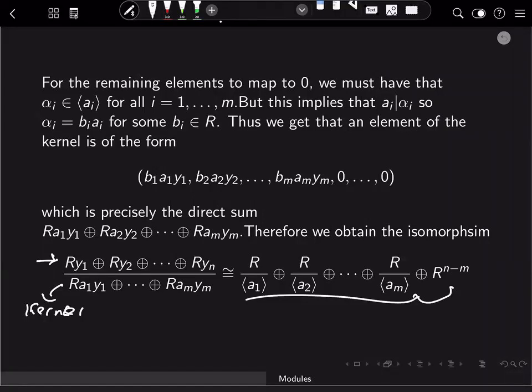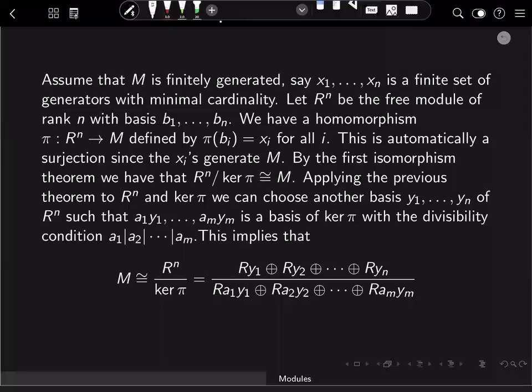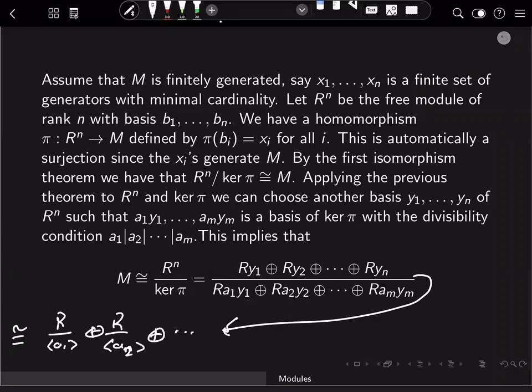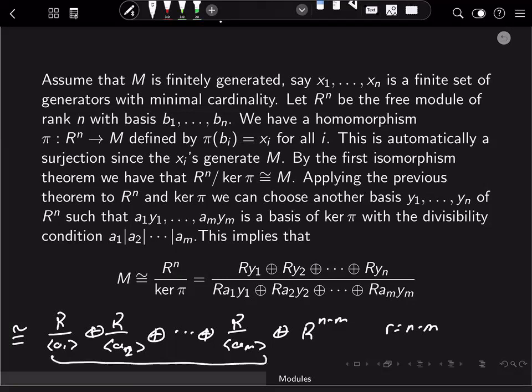Because if we go back to this slide, I have identified that this is actually isomorphic to R mod the ideal generated by A1 direct sum R mod the ideal generated by A2 direct sum, and so on through R mod the ideal generated by AM, direct sum R to the n minus m. So in our original formulation, we can take R to be equal to n minus m, and we have the desired property. So this is our torsion part, and this is our free part of our free module.